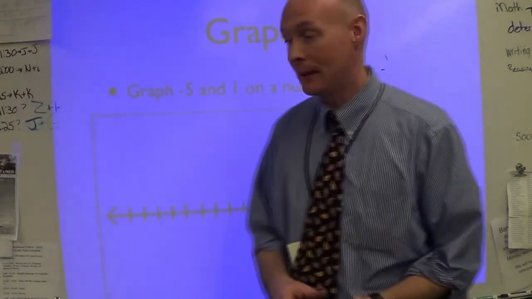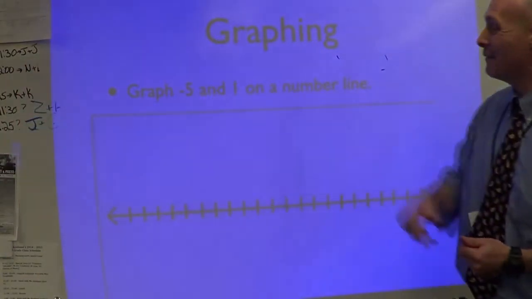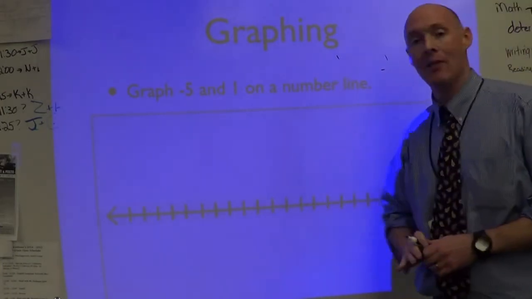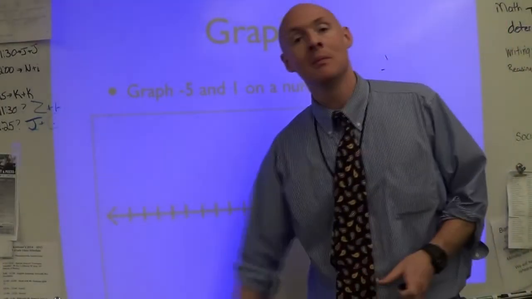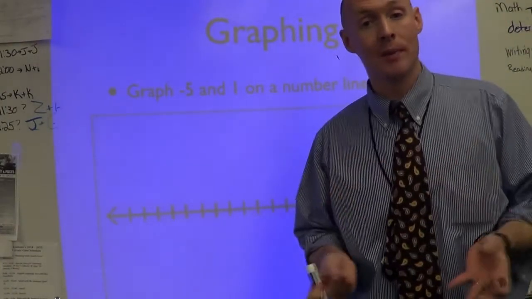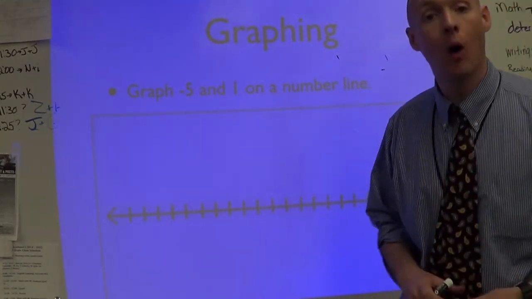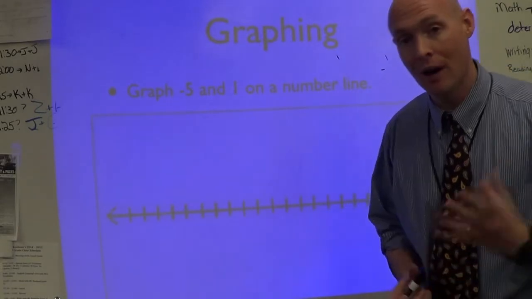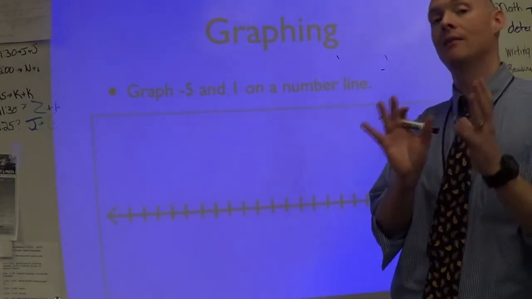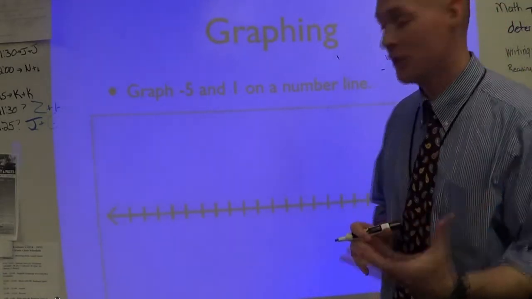Okay, graphing. Graph -5 and 1 on the number line. So here we have a number line, and sometimes the numbers will be labeled for you, sometimes they won't. Bit of advice I have is to always start with 0 when you're graphing integers, because that way it gives you kind of a starting point or an origin.